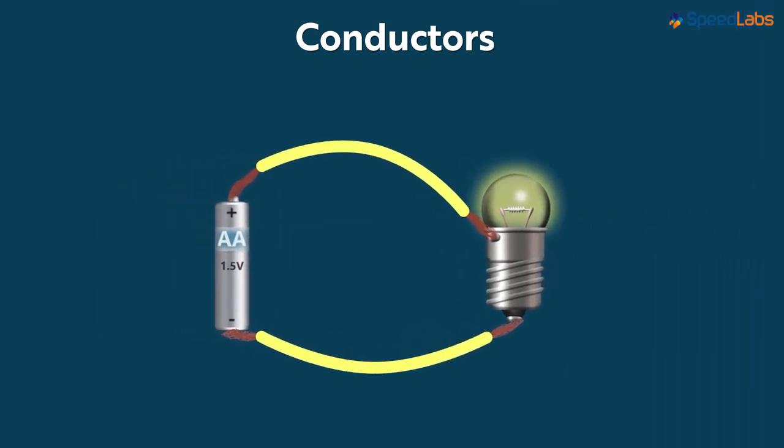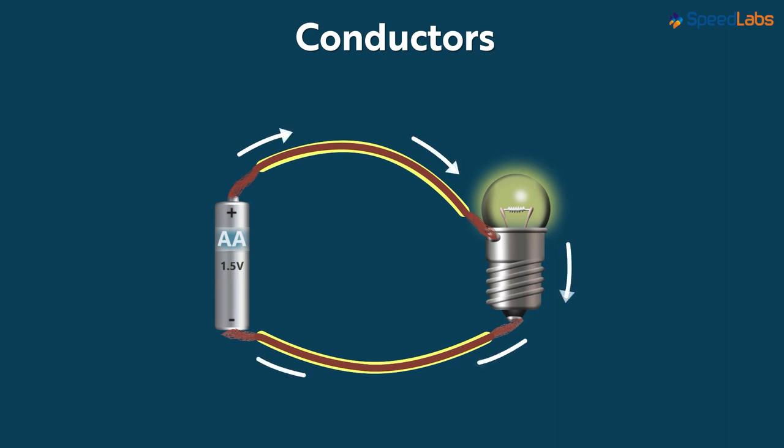But how exactly is the current flowing in the circuit? Or through which material is this current flowing? Yes, it's the copper wires. Electric current is flowing through the copper wires from the positive to the negative terminal. So what can we conclude from this? We say that the copper is a conductor of electricity since it allows the electricity to flow through it.